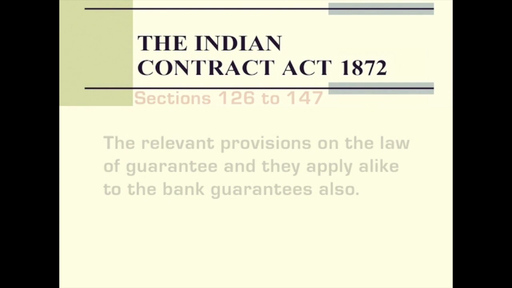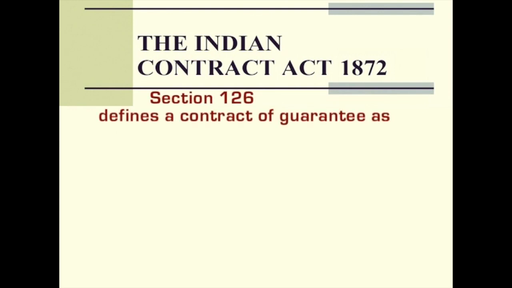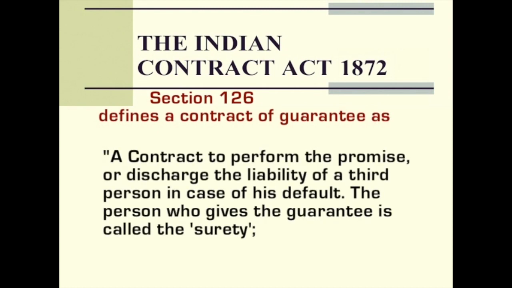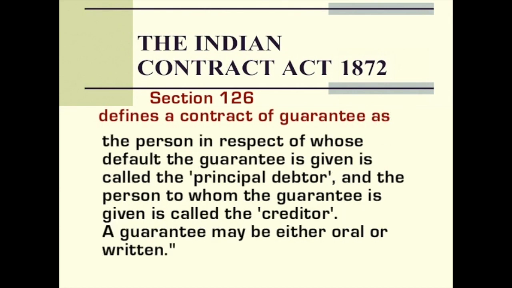Section 126 of the Indian Contract Act defines a contract of guarantee as a contract to perform the promise or discharge the liability of a third person in case of his default. The person who gives the guarantee is called the surety. The person in respect of whose default the guarantee is given is called the principal debtor, and the person to whom the guarantee is given is called the creditor.